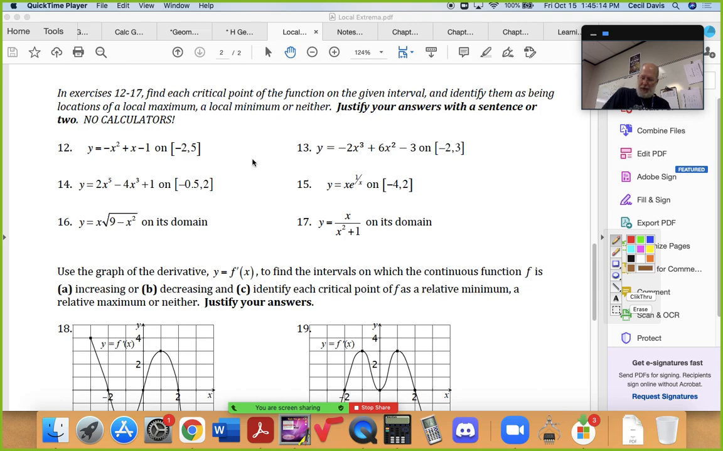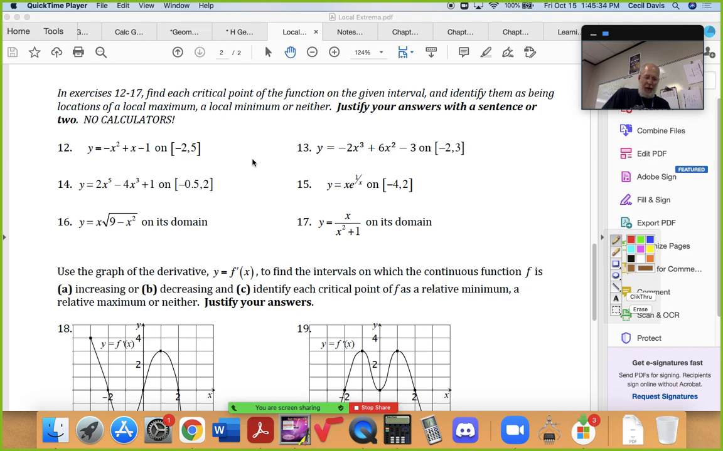At x equals 3, we have a local minimum because f prime changes from negative to positive. At x equals 4, we have a local maximum because f prime changes from positive to negative. And at x equals 5, we have a local minimum because f prime changes from negative to positive.